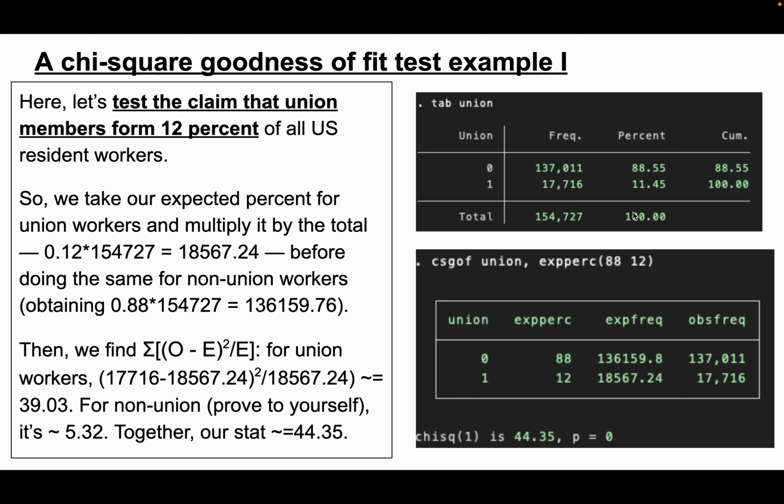In this test, the claim is that the percentage is 88 for non-union workers, 12 for union workers, and you see that they get the chi-square statistic that's the same as ours, and the associated p-value is effectively 0. So there's basically no chance of this happening just by coincidence under the null, which might seem kind of surprising because we have a sample that's pretty darn close. Non-union workers were 88.55, union workers were 11.45.